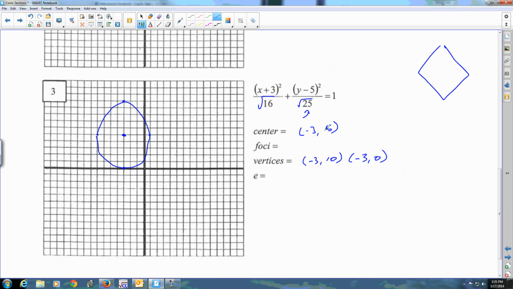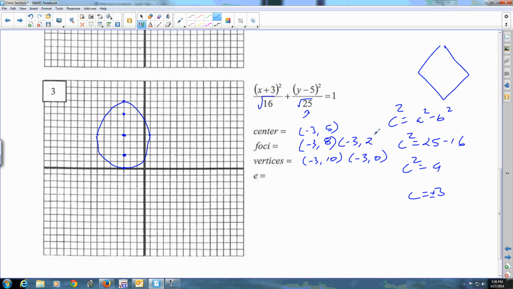All right. So to get the foci, c squared is a squared minus b squared. So c squared is 25 minus 16. So c squared is 9. So c is equal to plus or minus 3. So you're going to move up 3 units and down 3 units. So the foci are going to be at (-3, 8) and (-3, 2). The eccentricity, c is actually just plus 3 is really what this is supposed to be. So 3 over a, which is 5, so 3/5.